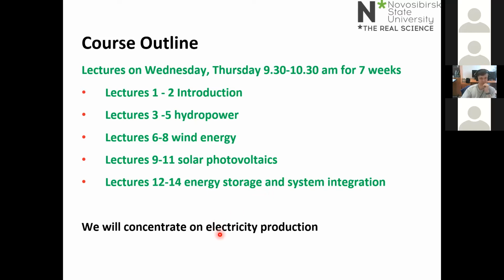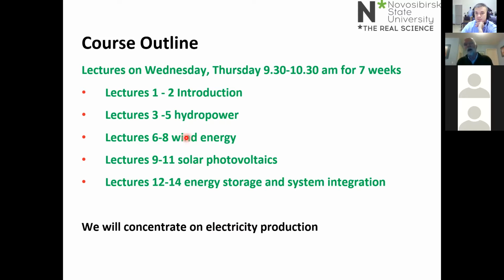We're going to concentrate on technologies for electricity production. So we're going to look at wind energy and solar photovoltaics primarily for electricity production, rather than things like hydrogen production, which is becoming an important new area for both wind and solar. And we're also not going to talk about solar thermal systems, where we use solar energy to generate heat, which can drive turbines or do other things like that.